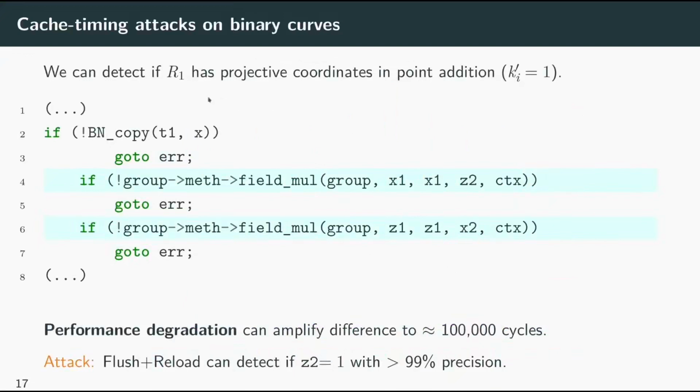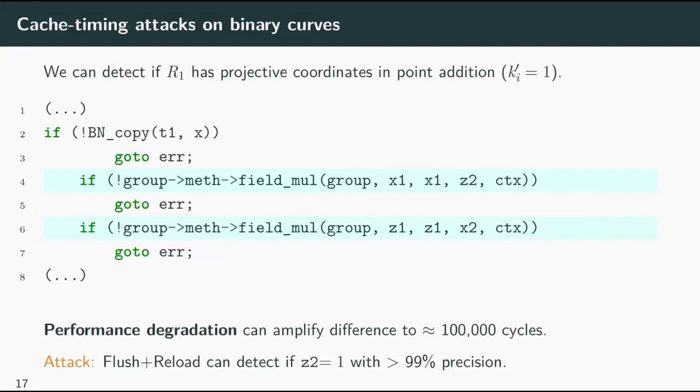We can also take a look at how a similar attack can be mounted against binary curves. Now the attacker tries to detect if point R1 is represented in projective coordinates during point addition. The formula for point addition starts by multiplying the x coordinate of one accumulator by the z coordinate of the other. If R1 is in projective coordinates, this means that the Z2 value here will be non-trivial, and this field multiplication will be full. So it will be more expensive than the case when Z2 is trivial and has value 1. The adversary will try to monitor the time between these 2 consecutive field multiplications to figure out if this value is non-trivial.